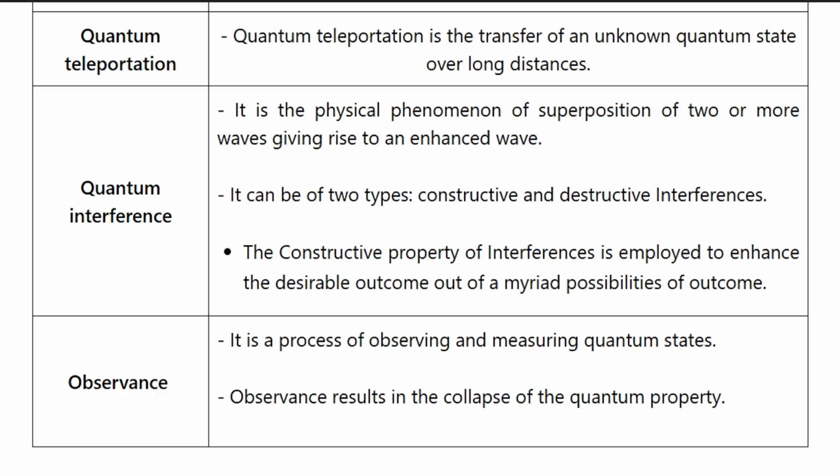Quantum interference. It is the physical phenomenon of superposition of two or more waves giving rise to an enhanced wave. It can be of two types, constructive and destructive interferences. The constructive property of interference is employed to enhance the desirable outcome out of a myriad of possible outcomes. Observance. It is a process of observing and measuring quantum states. Observance results in the collapse of the quantum property.